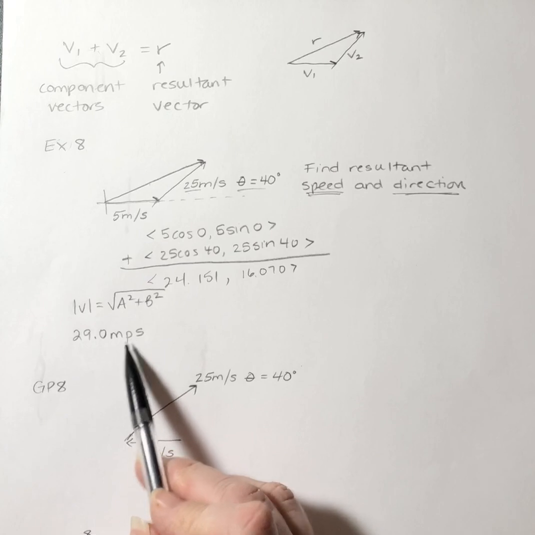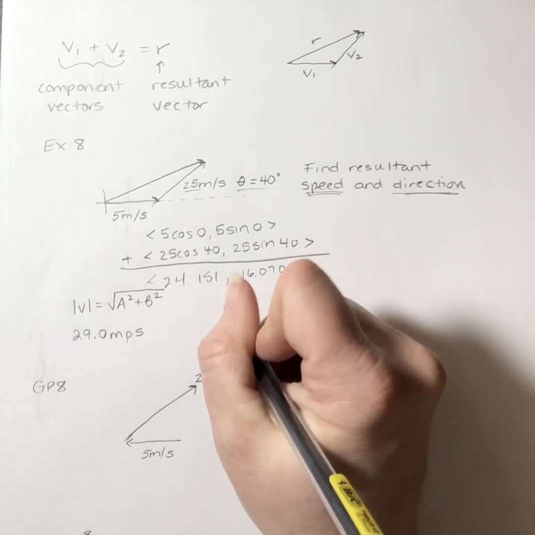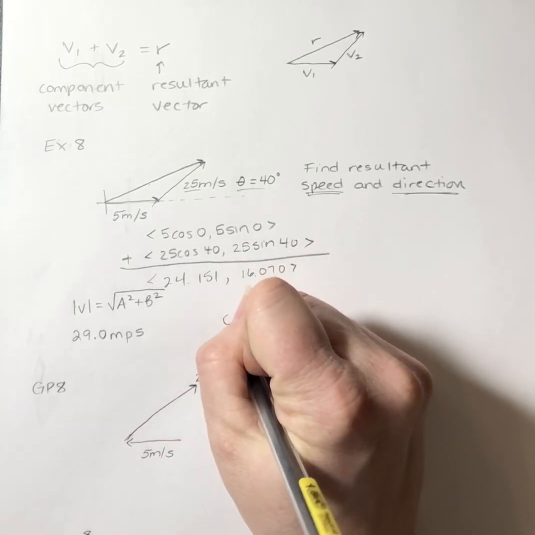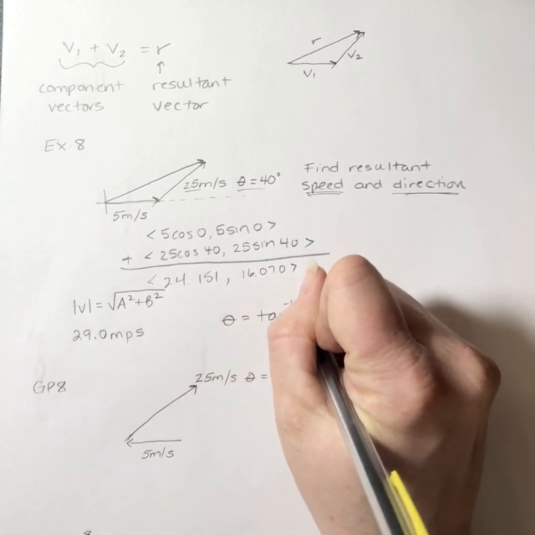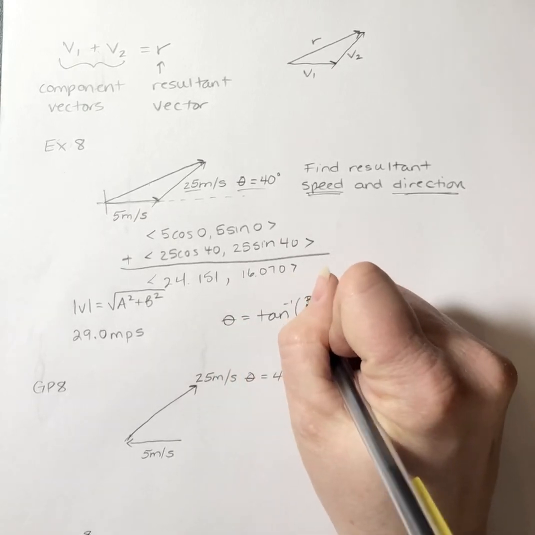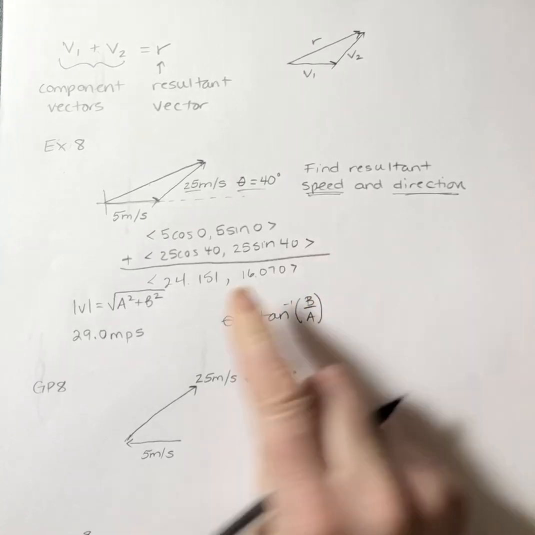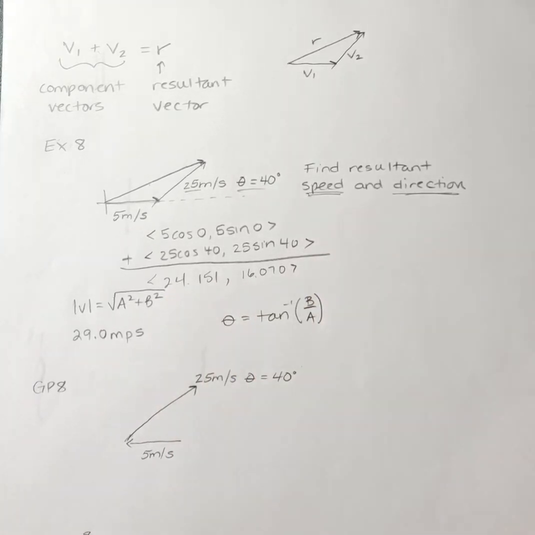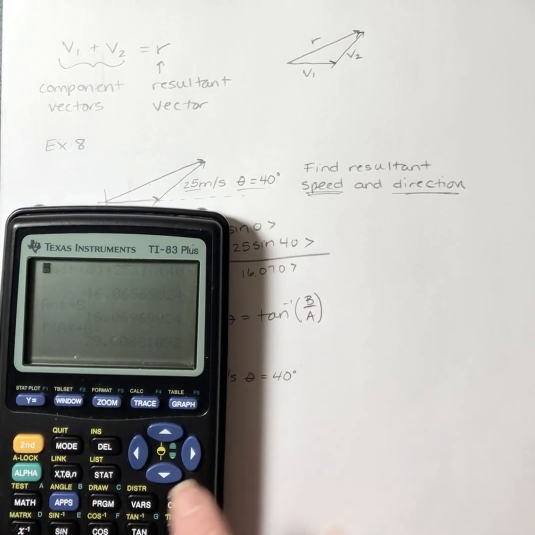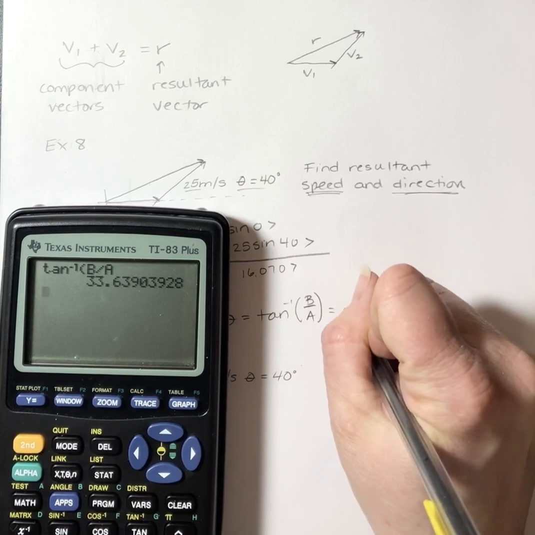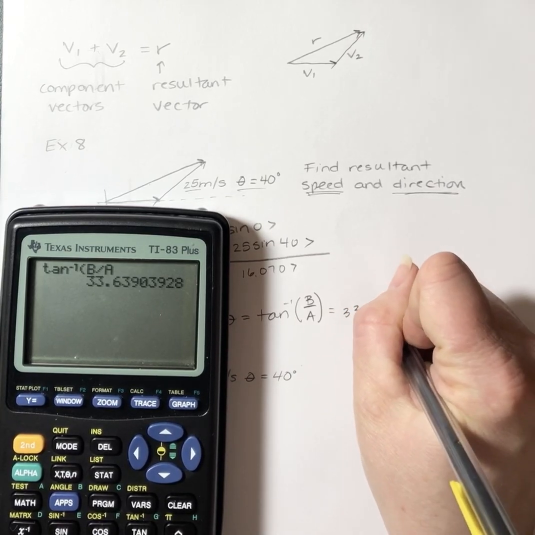Then we need the direction angle. Just like we were doing on the previous example, my direction angle is going to be the inverse tangent of, and in this case this is stored as b over a. These are both positive, so it's in quadrant 1 if you're thinking in terms of quadrants, so we don't have to do anything special to it. So inverse tangent of b over a, and my direction angle is 33.6 degrees.